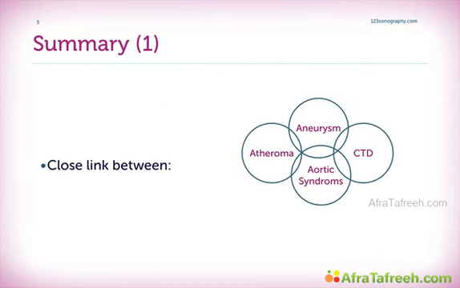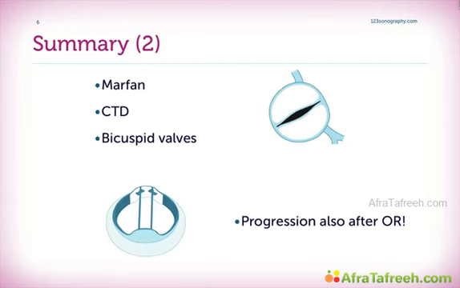There is a very close link between the development of aneurysms, atheroma, aortic syndromes, and weakness of the wall caused by connective tissue disorders. Other inherited disease entities which predispose to the development of aneurysms and dissection include the Marfan syndrome, other forms of connective tissue disorders such as the Ehlers-Danlos syndrome, and bicuspid valves. Especially bicuspid valves also have a pathology of the aorta which tends to cause further progression of the aortic diameter even after operation, for example, of the aortic valve.